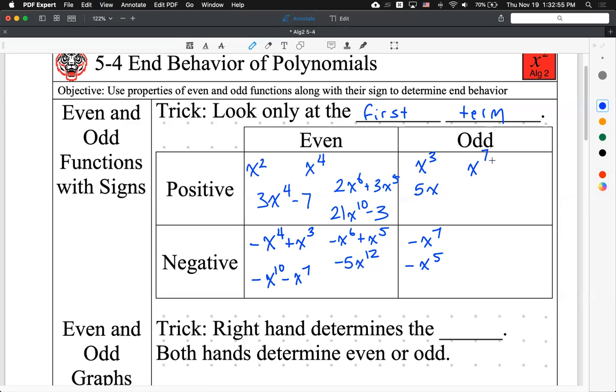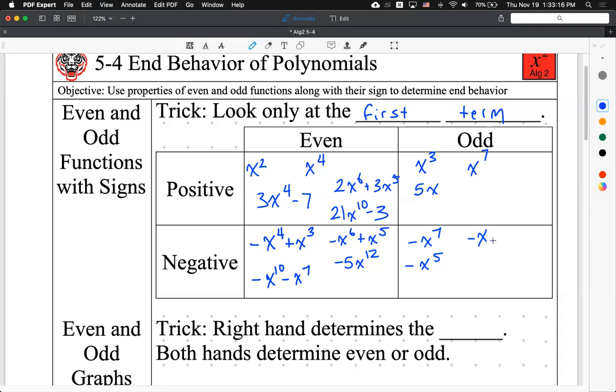Perfect. Thank you. And you could have more terms after this, but we don't really care. Sergio, give me a negative odd. To the what? It can't be 8, no. It has to be an odd. Sure. Negative x to the power of 1 or just negative x. Perfect. Coming back in here.